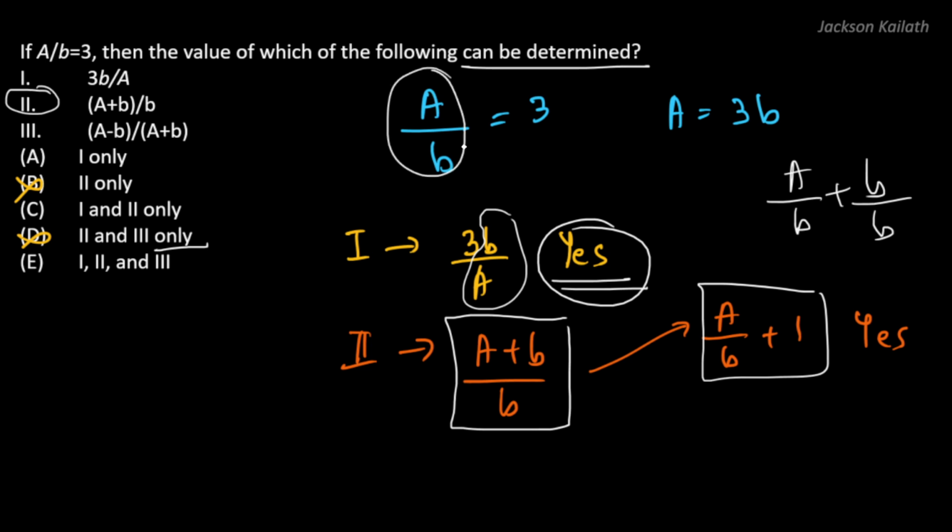Because we know what A by B is and you just have to add 1 to it. So again, remember, we don't need to calculate it. We just need to get a yes or a no. So this is a definite yes, because A by B is something that we know and you add 1 to it.